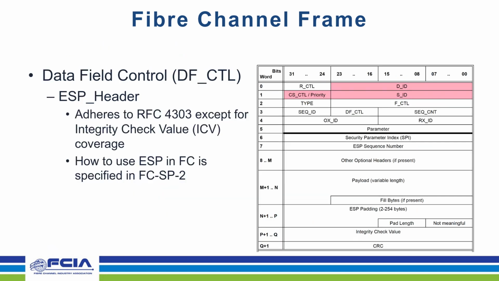And here I threw in an example of the ESP header. Here's the format of an FC frame with end-to-end ESP header processing. The pink stuff indicates that these fields are set to 0 for ICV computation, if you're interested. The ESP header adheres to RFC 4303 with the exception of integrity check value coverage. And how to use ESP in FC is specified in FC-SP-2. I think Craig might be talking a little bit more on that down the road in this slide.